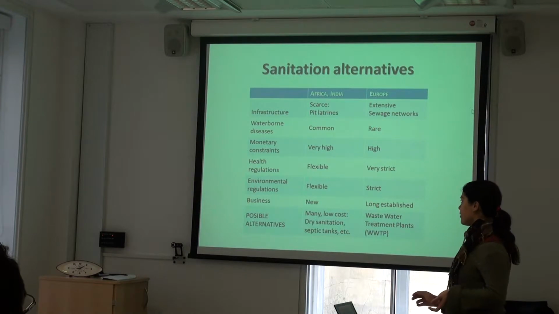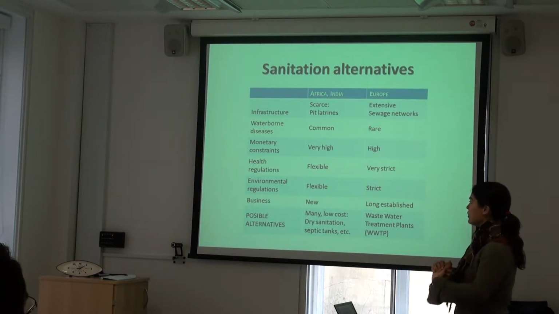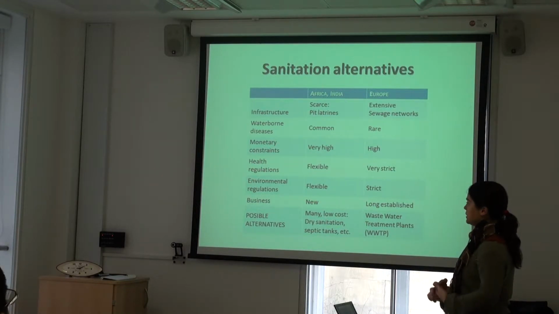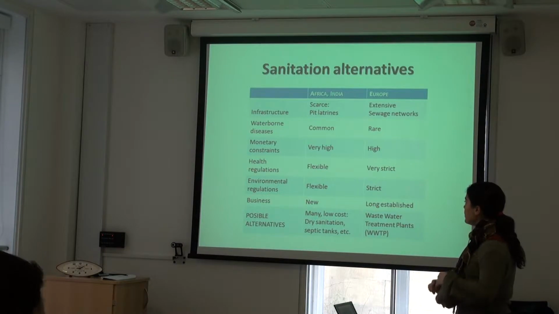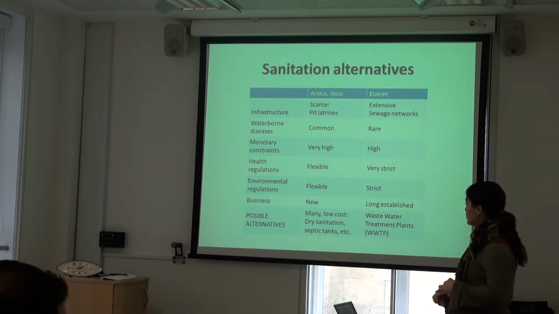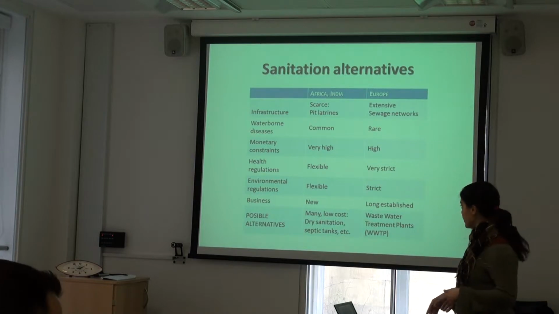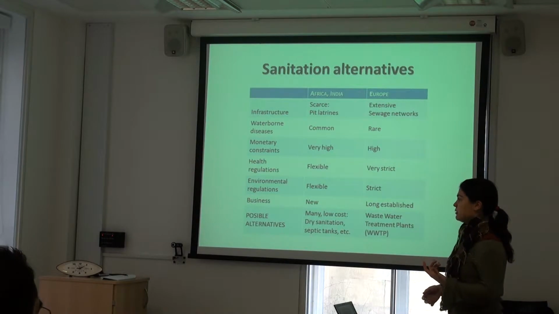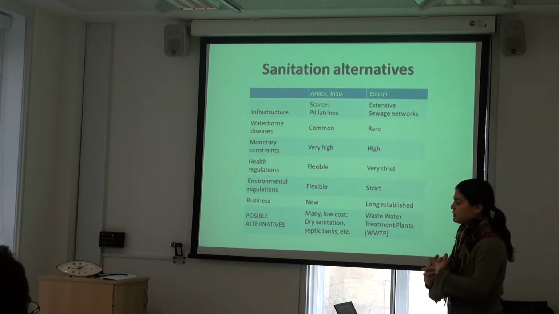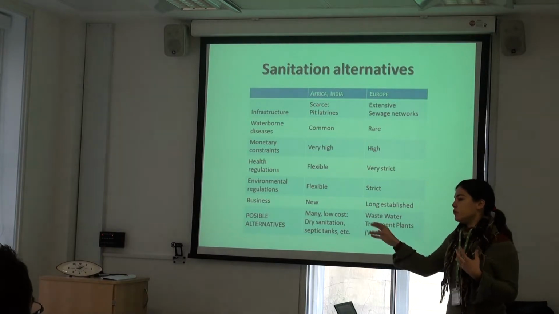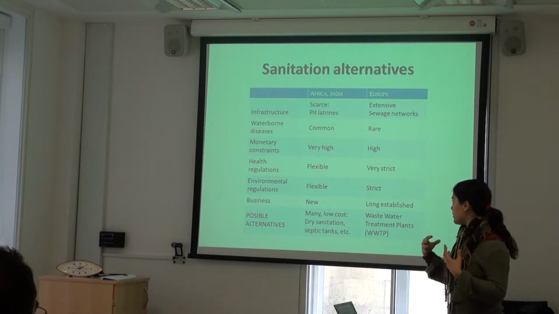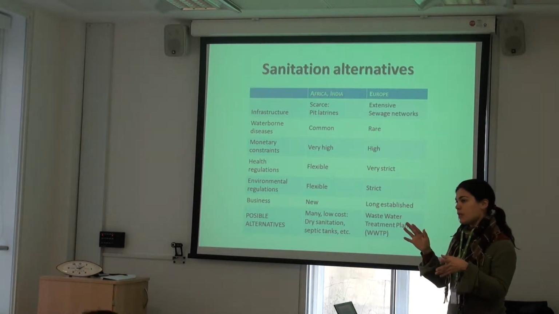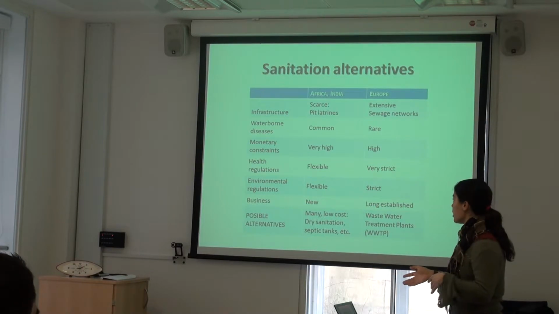The situation is very different in the developing world and in the developed world, and hence their aims are not exactly the same. Here we've got very extensive sewage networks that have been established for a long time. Waterborne diseases are now rare. Before they were common, because the good thing about sewage systems is that they are very effective in rapidly removing all the pathogens away from us. So the less in contact with them, the lower the chance you have of getting sick.